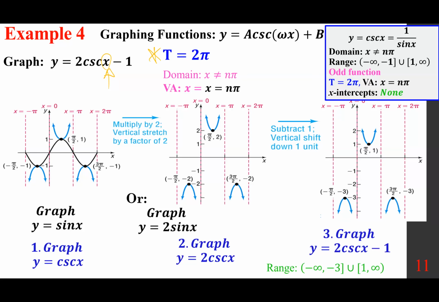So again, just a quick recap. Whenever you want to find the period, remember, for example, when you had omega x for sine or cosine, you would divide by omega, okay? You divide by omega. And in this case, omega is 1.